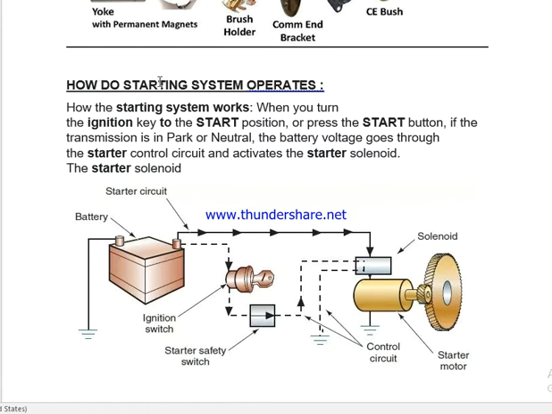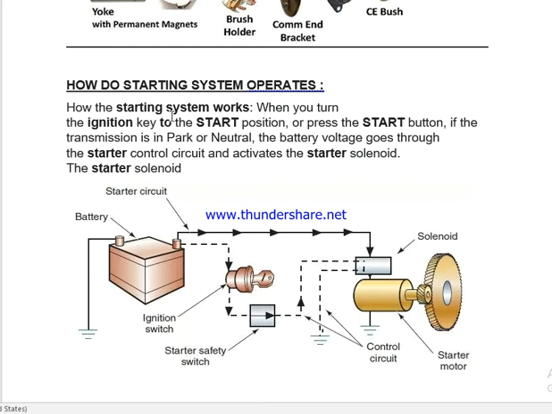Another necessary point you have to know is how the starting system operates. You have to know what the starting system is, the types of starting system, the function of the starting system, and how the starting system operates. That is necessary. So please listen well. What is the operating principle of the starting system?